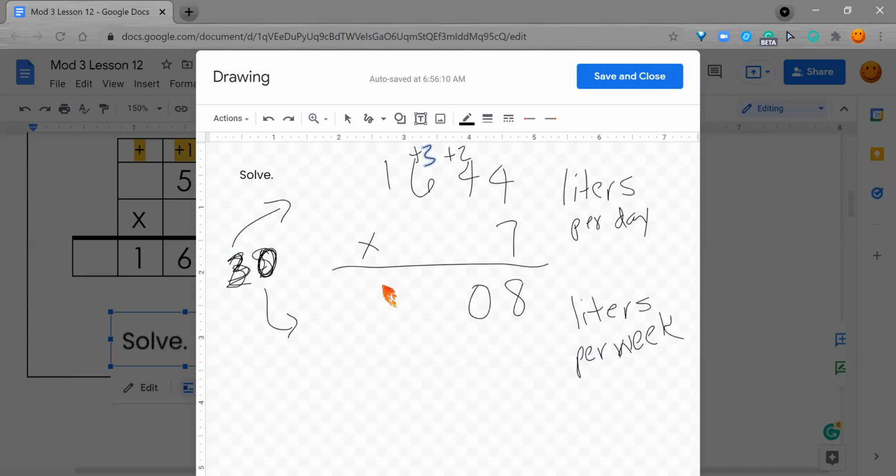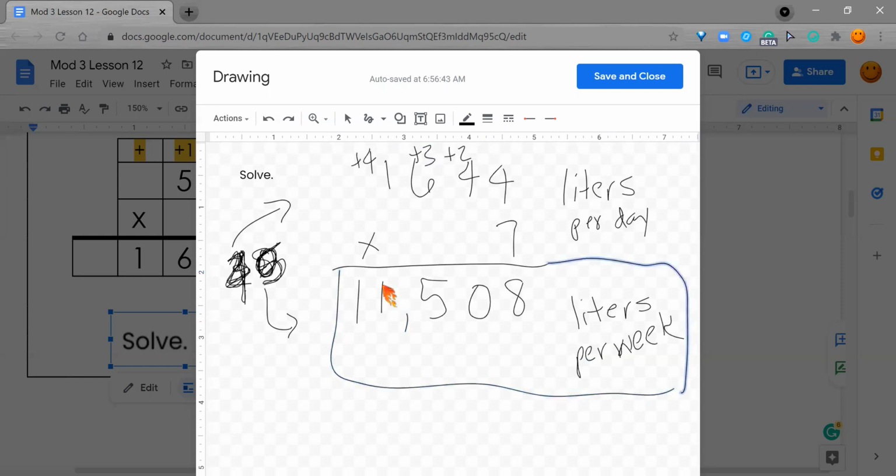Now I'm going to do 7 times 6, which is 42, plus 3 is 45. This is becoming a real mess, you guys. 45. So my 5 gets dropped. Very good. And I carry my 4. Now I do 7 times 1, which is 7, plus 4, which is 11. So it looks like the Hill family uses 11,508 liters of water per week.